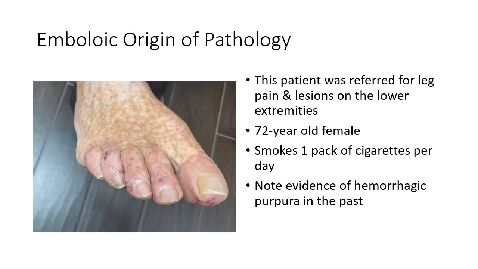This patient was referred for leg pain and lesions on the lower extremities. She is a 72-year-old female, smokes 1 pack of cigarettes per day. Now, note the mottled appearance on the dorsum of her foot. This is evidence of hemorrhagic purpura in the past.